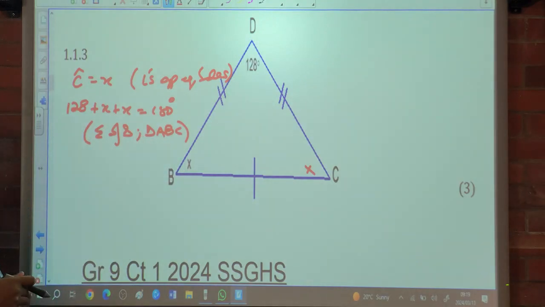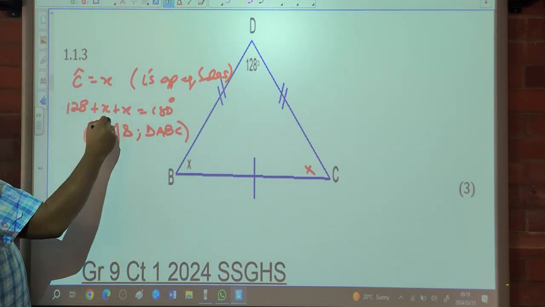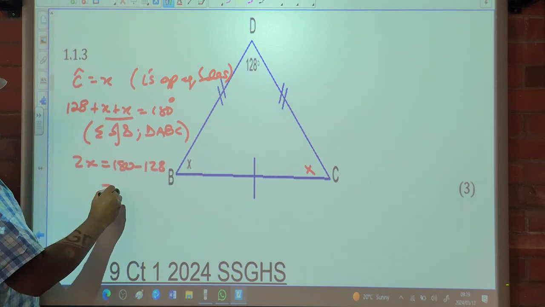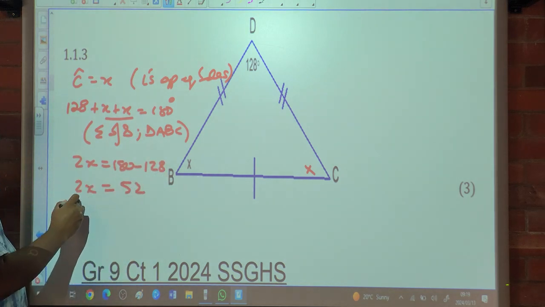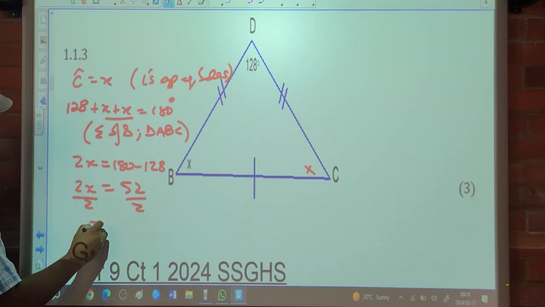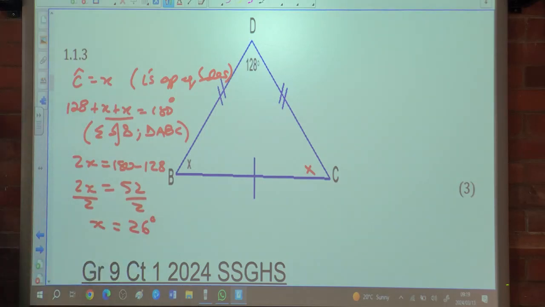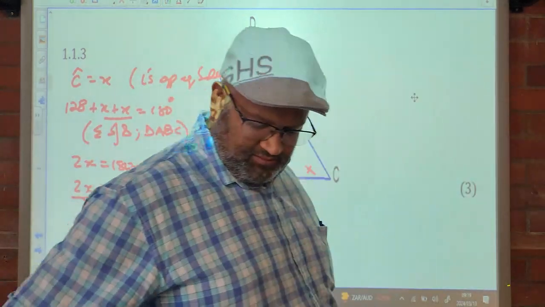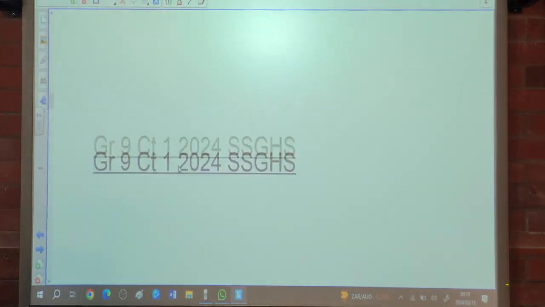That's going to give you 2x is equal to 180 minus 128, which gives you 52 degrees. Divided by 2, so x works out to be 26 degrees. Right, you guys understand? Let's carry on.